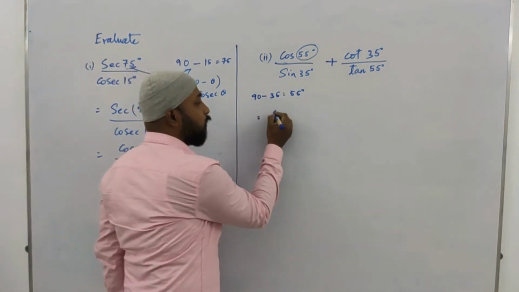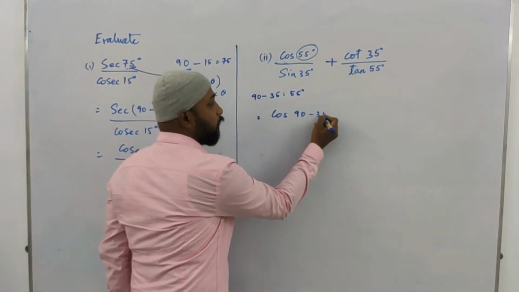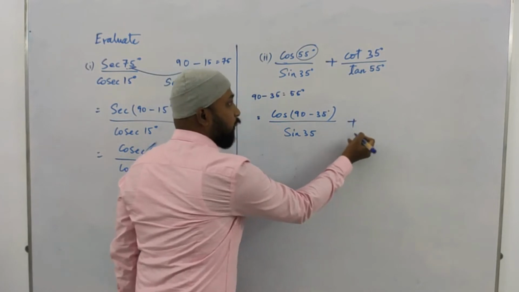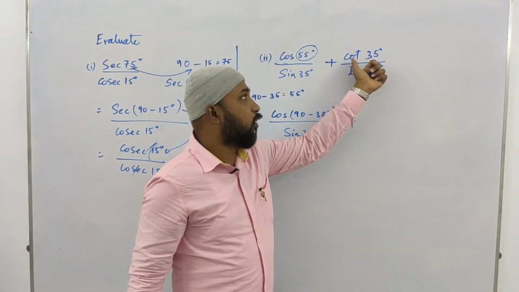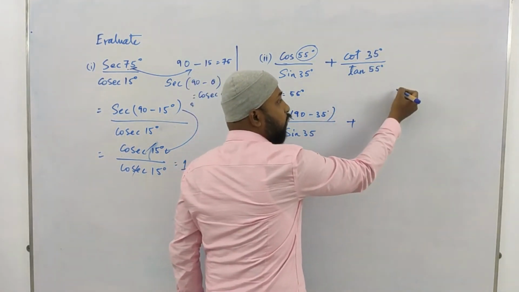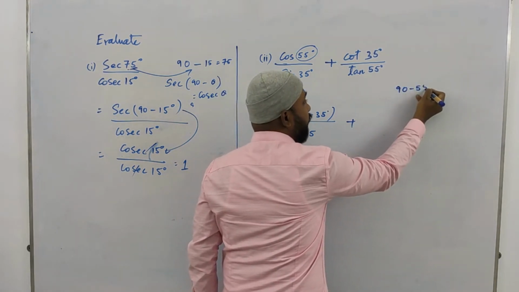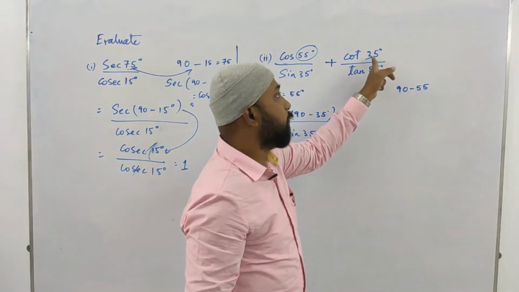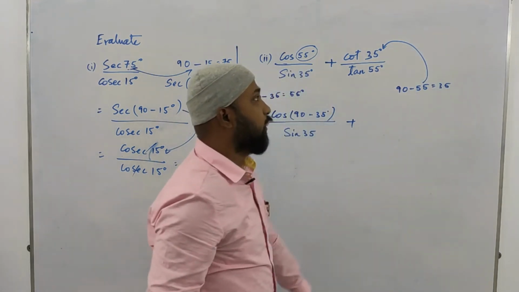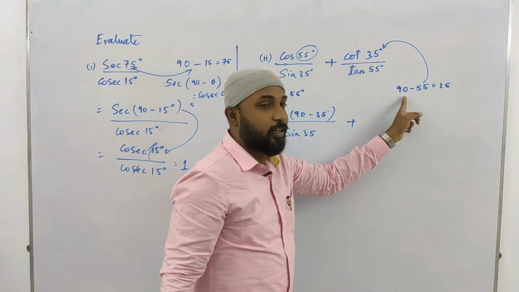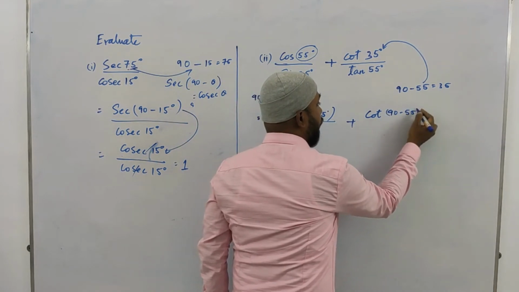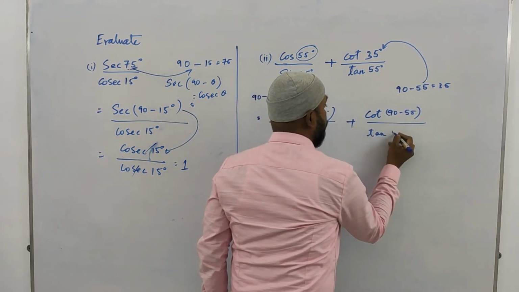When you do so, what you will get? Cos (90 minus 35) whole by sin 35. Plus, again, you see, over here also there are two angles, cot 35 by tan 55. If tan 55 is over here, you can write this 35 as 90 minus 55, because this 90 minus 55 will be equal to this angle, and that is equal to 35. That means in place of this 35, we can write 90 minus 55. When we do so, we will get cot (90 minus 55) whole by tan 55.